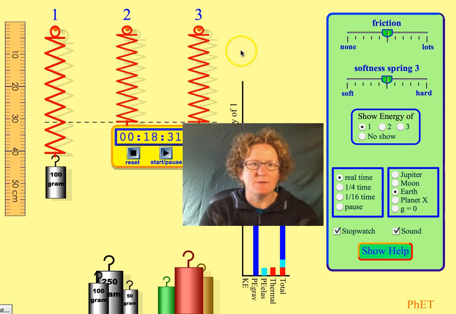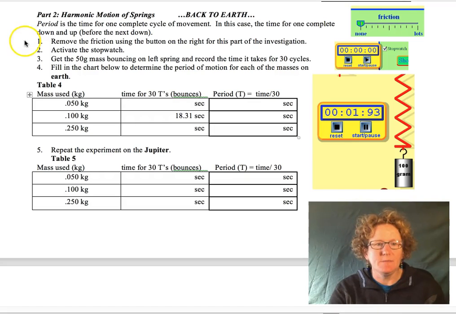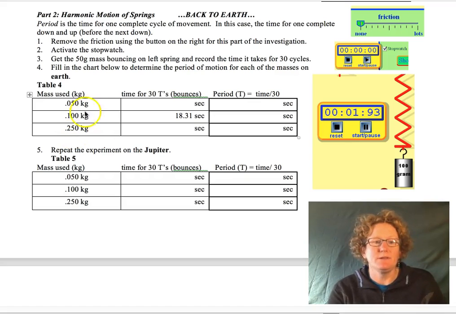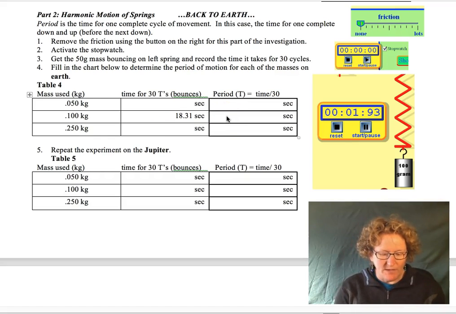And let's go back to our data table. Hello, we are back from the sim, and I accidentally put on the 100-gram mass, but that's okay. You can do the 50-gram mass and the 250-gram mass, which is the same thing as 0.25 kilograms, and 0.05 kilograms. Since I did 0.1 kilograms, we'll figure out the period for 0.1 kilograms, which is just the total time divided by 30.